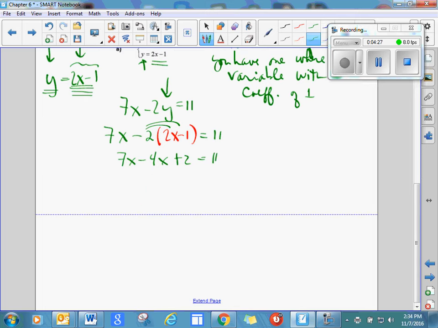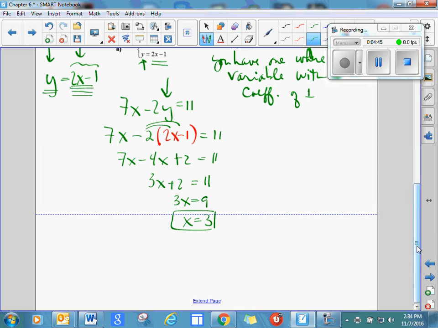Come down here, collect my like terms. I've got 3x plus 2 equals 11. Subtract 2 from both sides. 3x equals 9. Divide, and you get x is equal to 3. So that's nice. Now we know one of our 2 points.